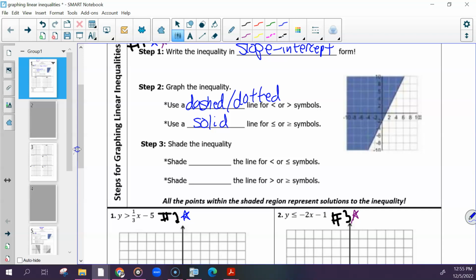And then on top of that, so the line is different, we're also shading our graph to see the solution area. So if we have less than or equal to, we shade below the line. And then for greater than or equal to, we shade above the line.